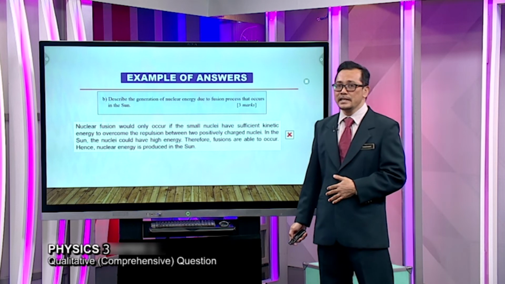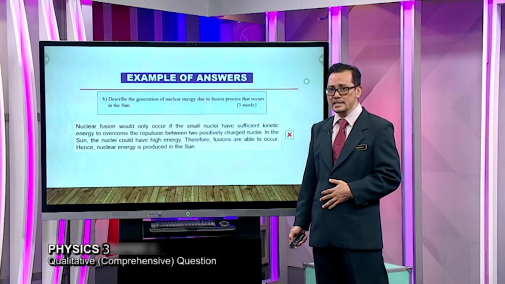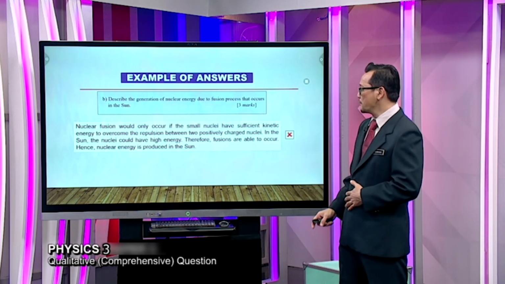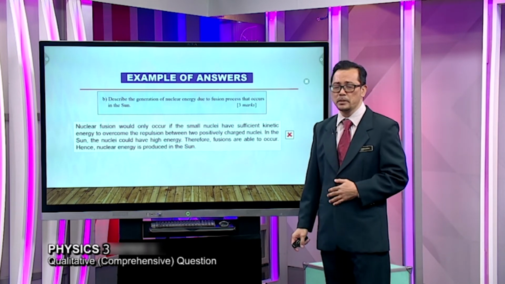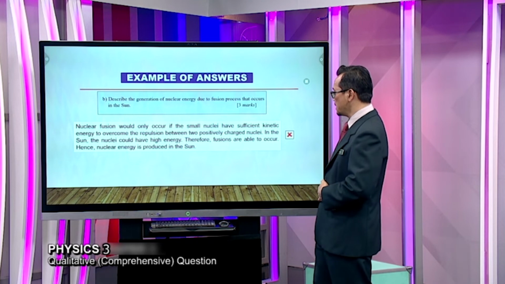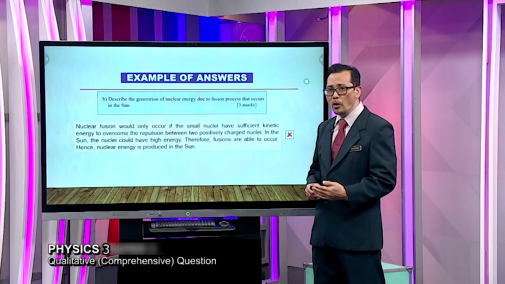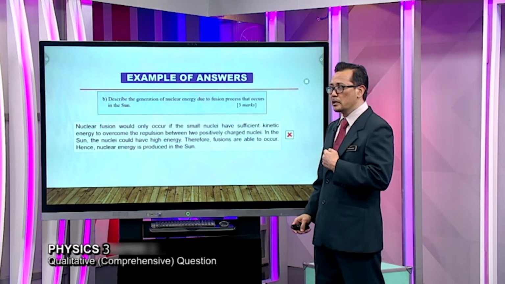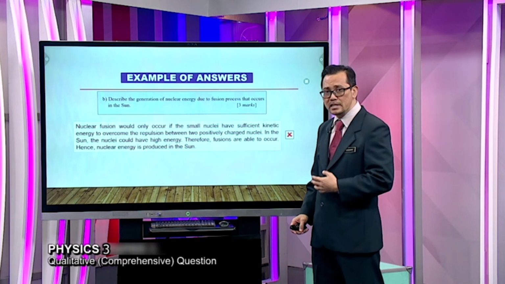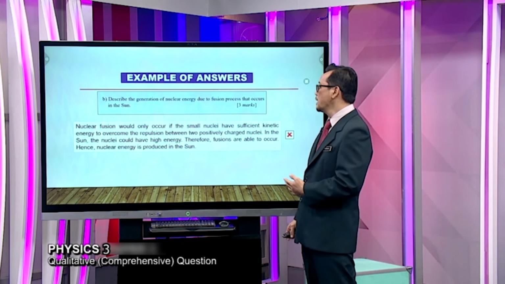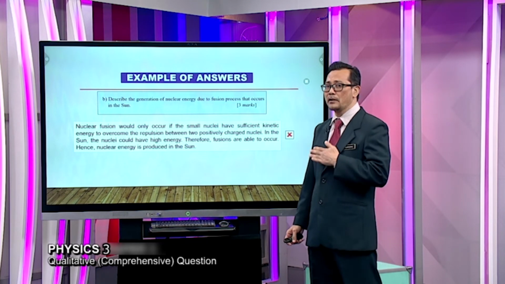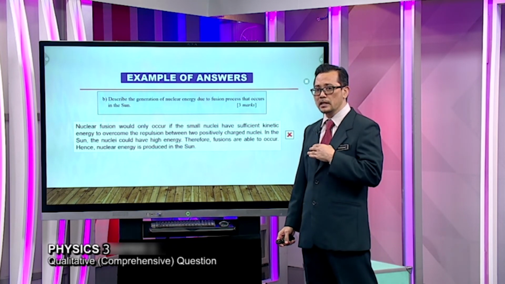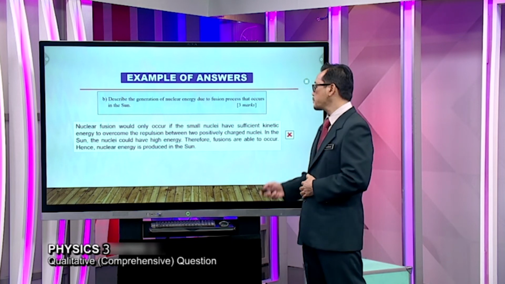Now, let's see why this answer is not accepted. Look at the question carefully. The question asks the candidates to describe the process. But this candidate's answer is more of a reasoning or justification of why the nuclear fusion occurs in the sun. So please be careful with the answers that you arrange.